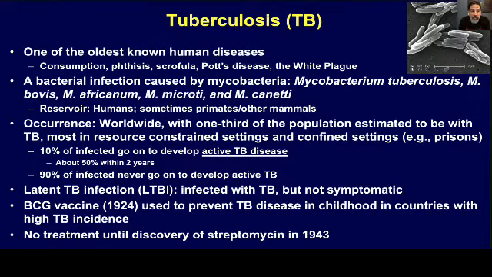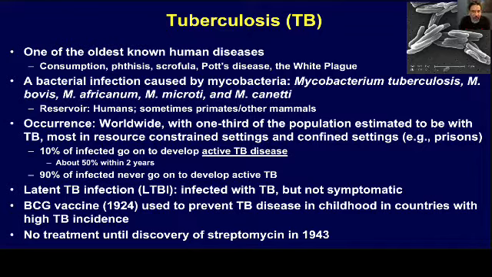Tuberculosis, or TB, is one of the oldest known human diseases. You can hear it called by many different names over time, including consumption, Pott's disease, or the white plague. It's a bacterial infection caused by a mycobacterium, and the reservoir is, for the most part, humans and sometimes primates or other mammals. It occurs worldwide.